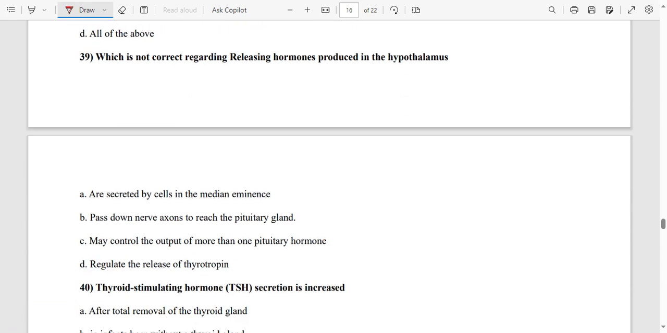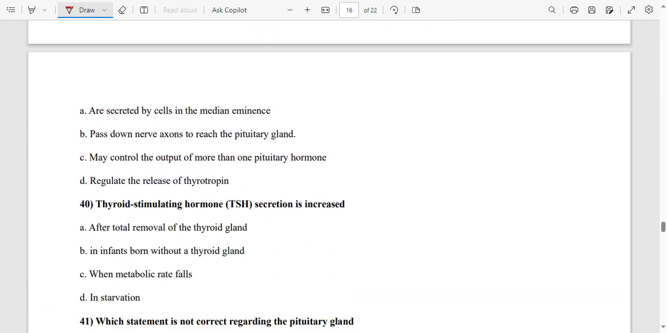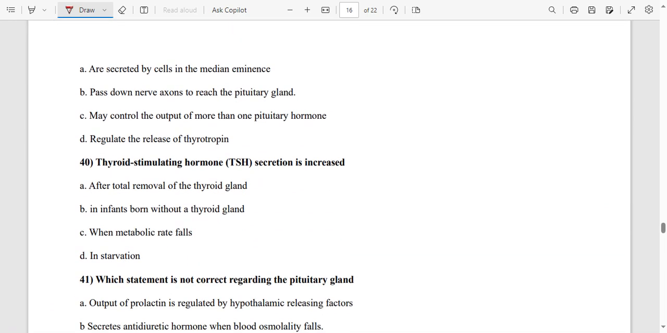Question 39, which is not correct regarding releasing hormones produced by the hypothalamus? They are secreted by cells in the median eminence, pass down nerve axons to reach the pituitary gland, may control the output of more than one pituitary hormone.